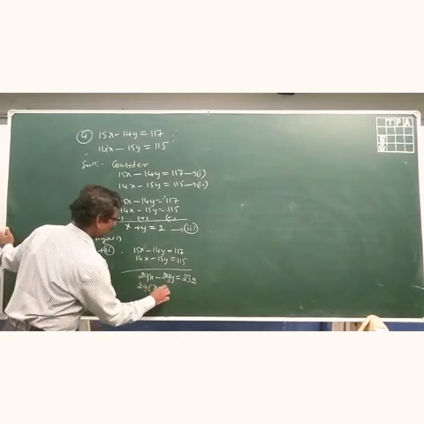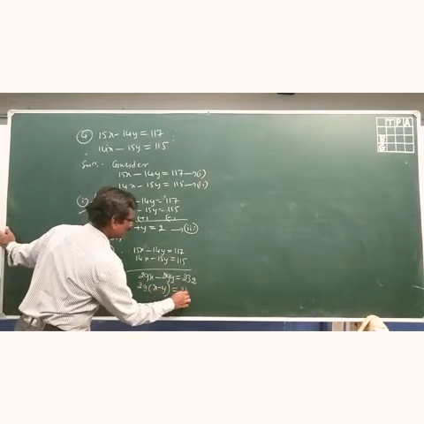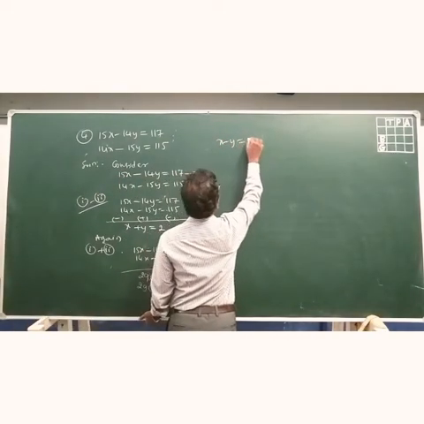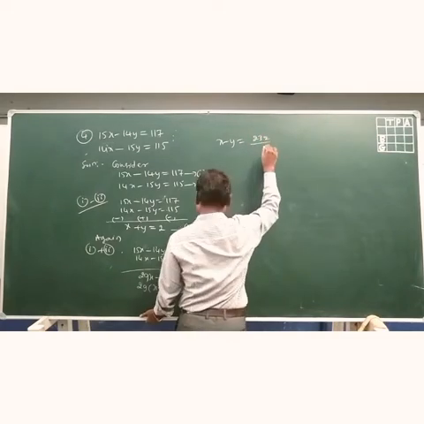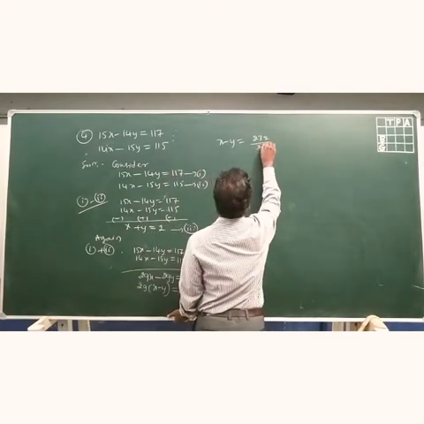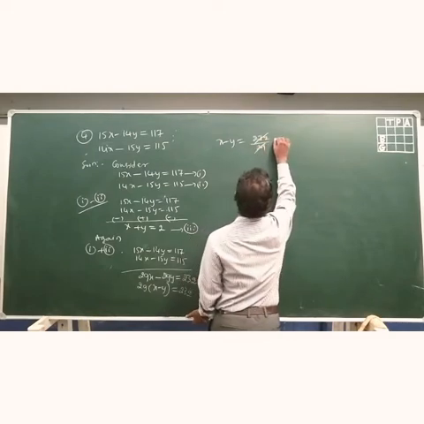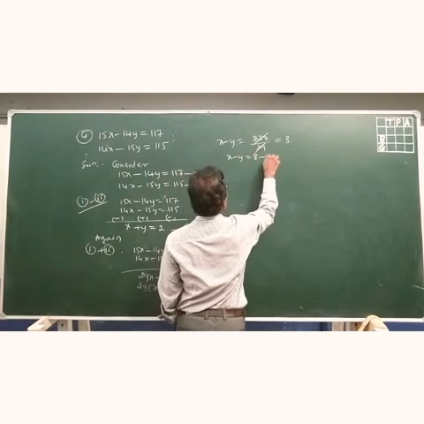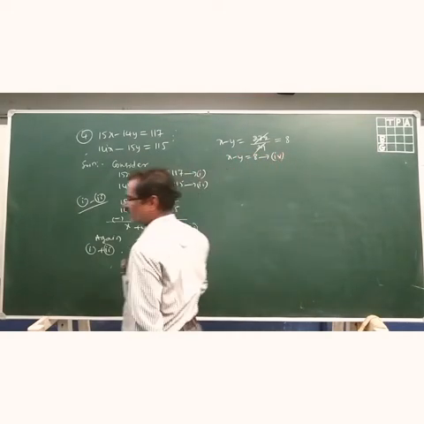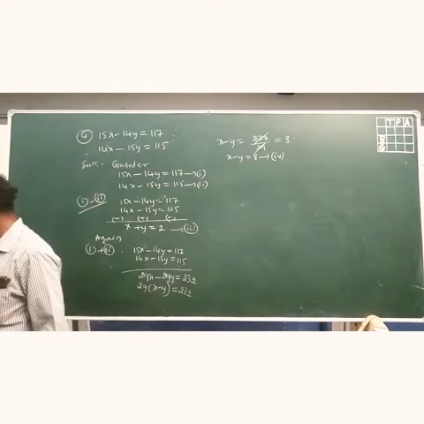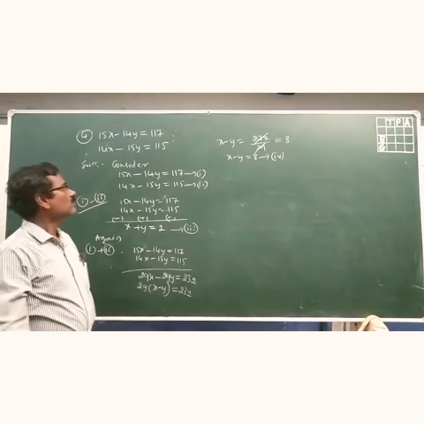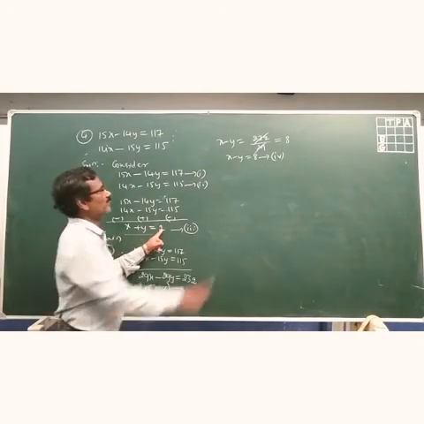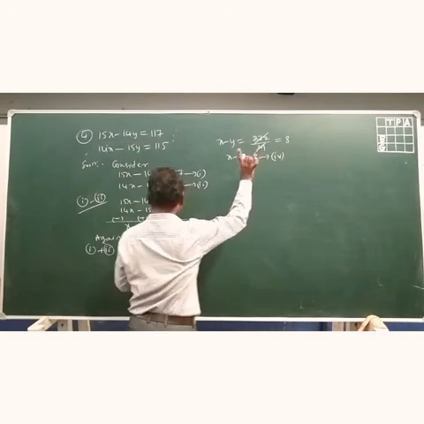Now 29 is common here. If I take 29 common, x minus y is equal to 232 by 29. This will come to 8. That is, x minus y is equal to 8. You call it equation 4. Now you see, x plus y is equal to 2, and x minus y is equal to 8.